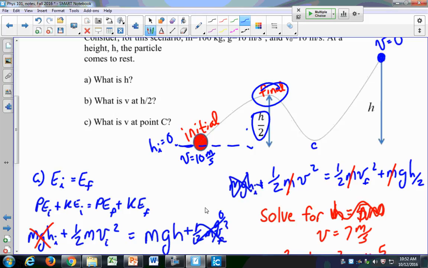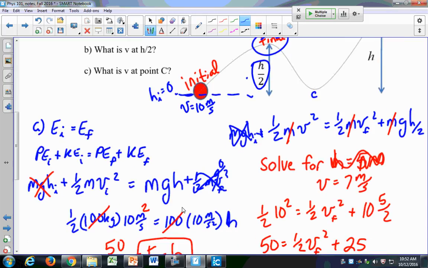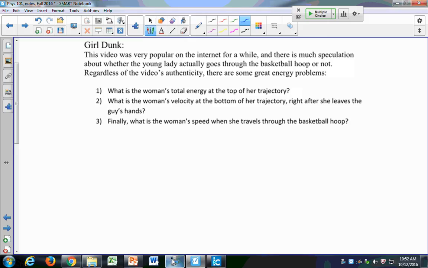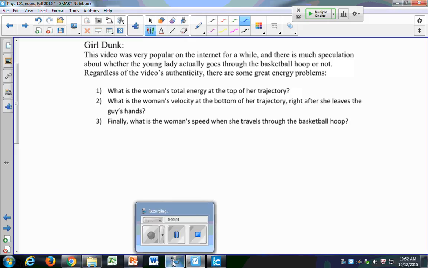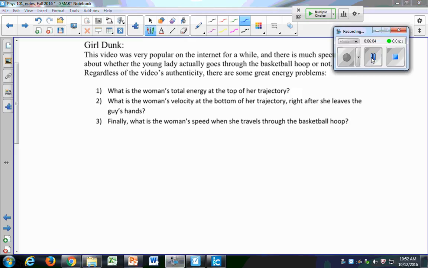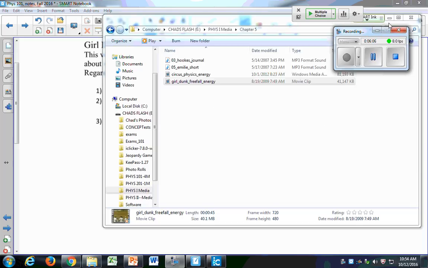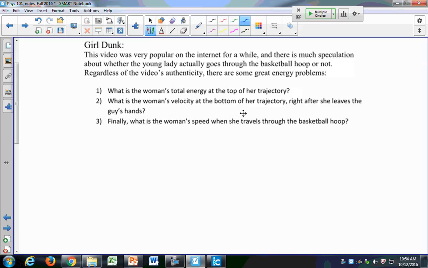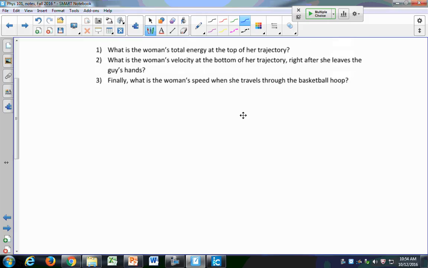All right? So let's work another problem. I have a video I want to show you. This video went viral on the internet a couple of years ago. You want to know a couple of things about this. First of all, what is the woman's energy at the top of her trajectory? What is her velocity at the bottom of the trajectory right after she leaves the guy's hand? And then what is the woman's speed when she travels through the basketball hoop?